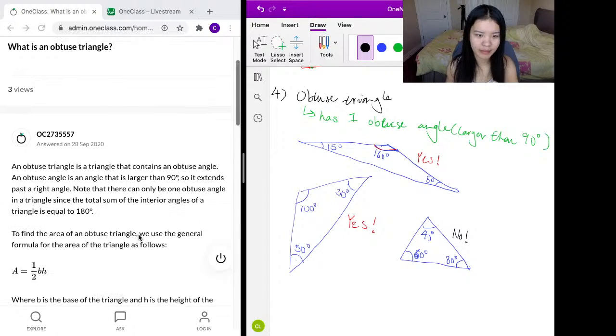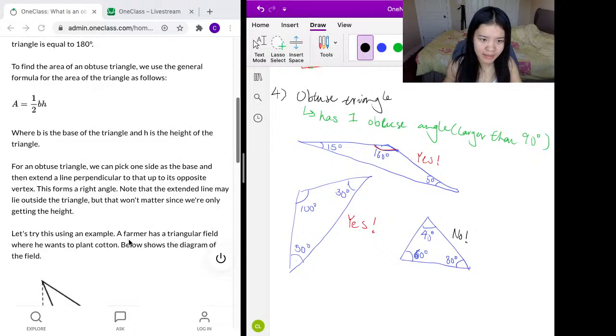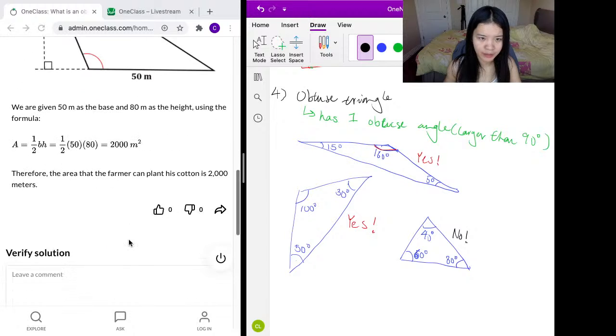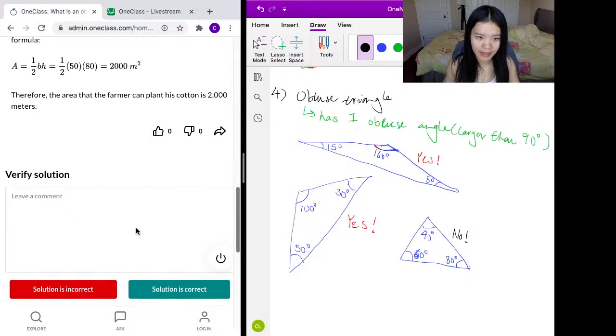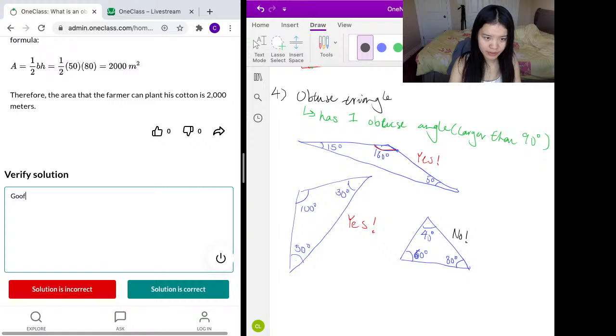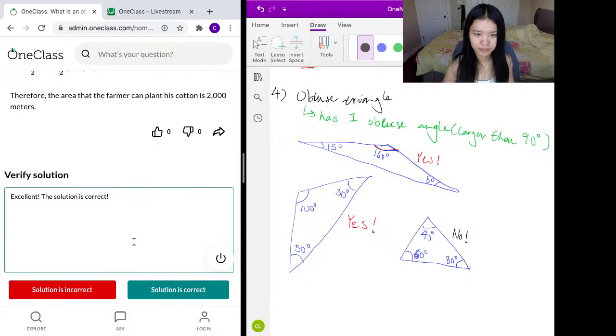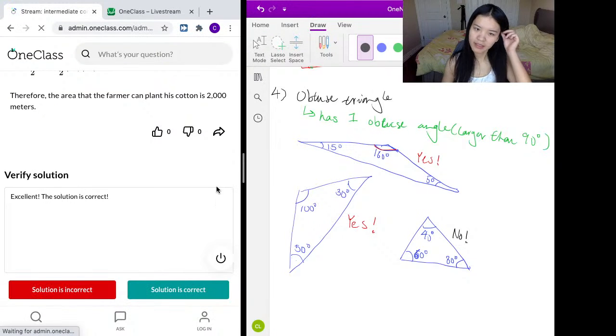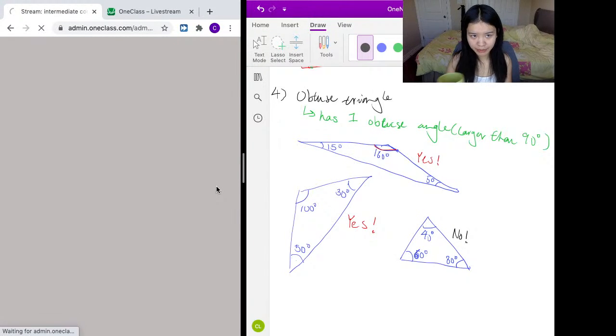And let's look at the sample solution over here. Yes, they also went over how to find the area of an obtuse triangle, which is just base times height over 2, like all the other triangles. So what we're going to say, excellent. The solution is right. Perfect. And we're going to move on to our next example.